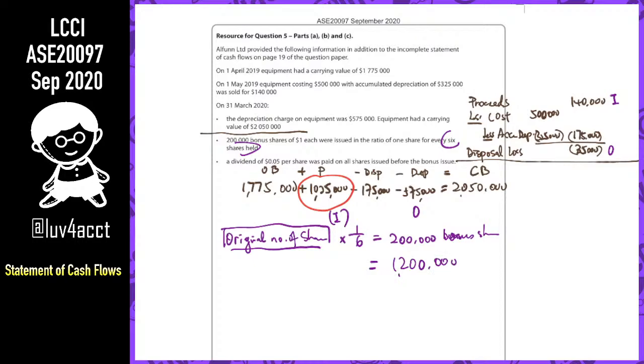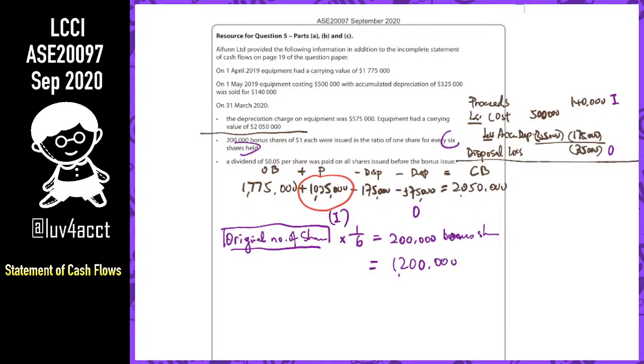Okay, like this. Originally we have that. But then we don't need this. There is no cash effect for a bonus issue. Why do we need this? Because we have to calculate the amount of dividend. A dividend of 0.05 per share was paid on all shares issued before the bonus issue. That means the original number of shares.